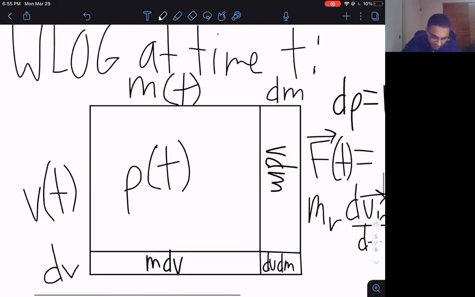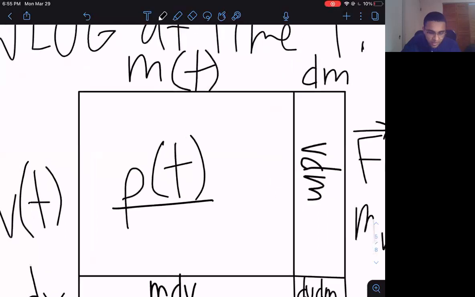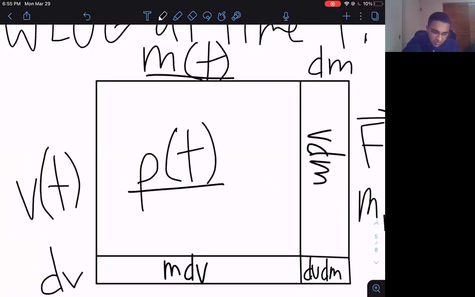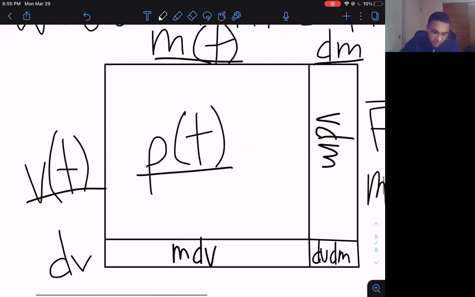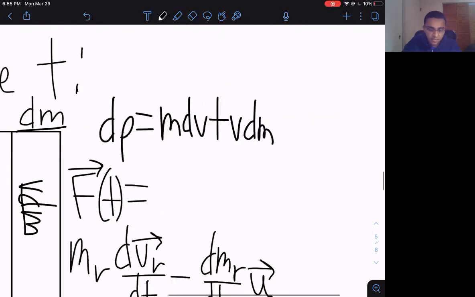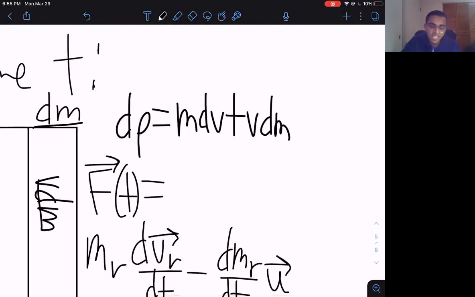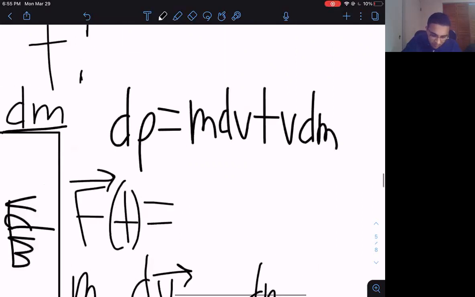Sorry, guys. We have our momentum at time t, which is just the mass times the velocity, and then some time dt passes. At t plus dt, an infinitesimal time, you get this dm contribution and this dv contribution. So we use the area of a rectangle here. This is m dv, this is v dm. Let's add it in. dp, which is our infinitesimal momentum, is equal to m dv plus v dm. We'll divide out dt on both sides.